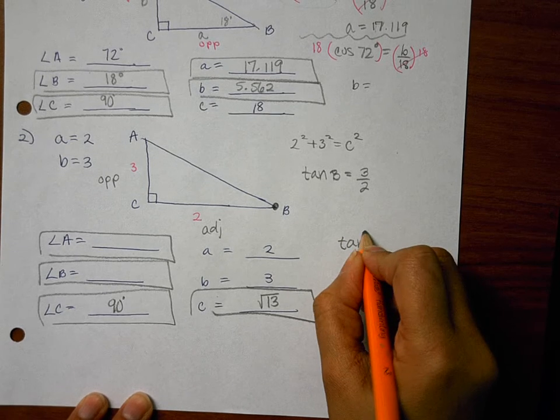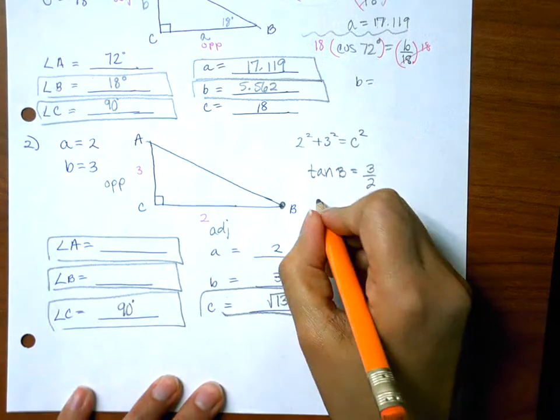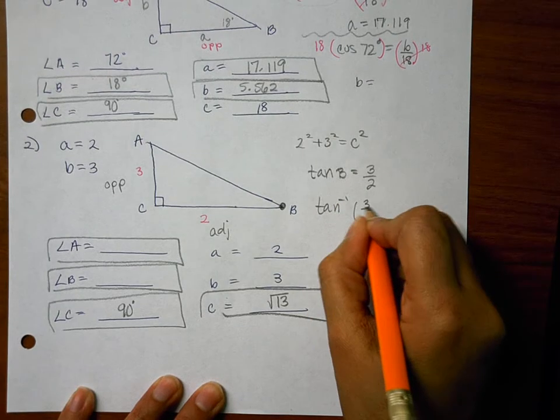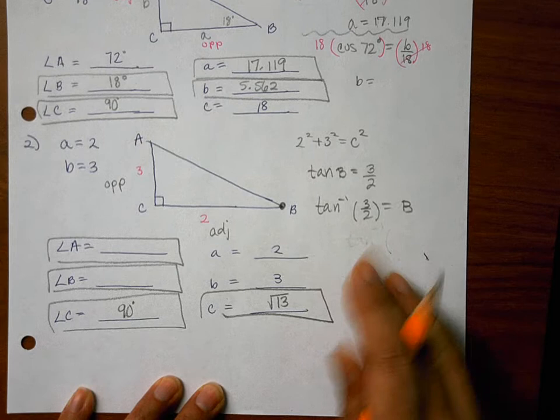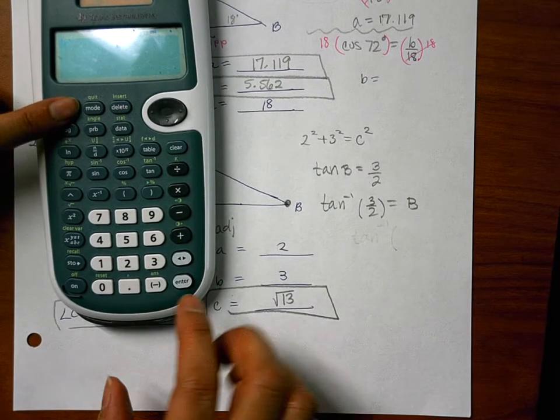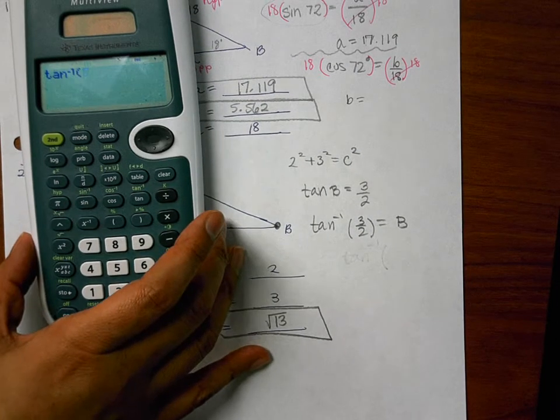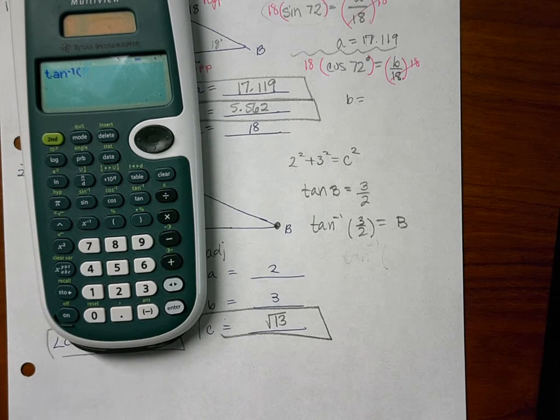So inverse tan of 3/2 equals angle B. That's how you plug it in. Your inverse key, your inverse tan: you'd hit second, and then your tangent key, and it comes up with that tan -1 that he was talking about. What do inverse keys do to each other? They undo each other. So you're working backwards. You know the opposite, you know the adjacent, but you don't know the angle. So you're asking the calculator, I know the opposite and adjacent, can you give me the angle? You plug it in, and it gives you the answer.